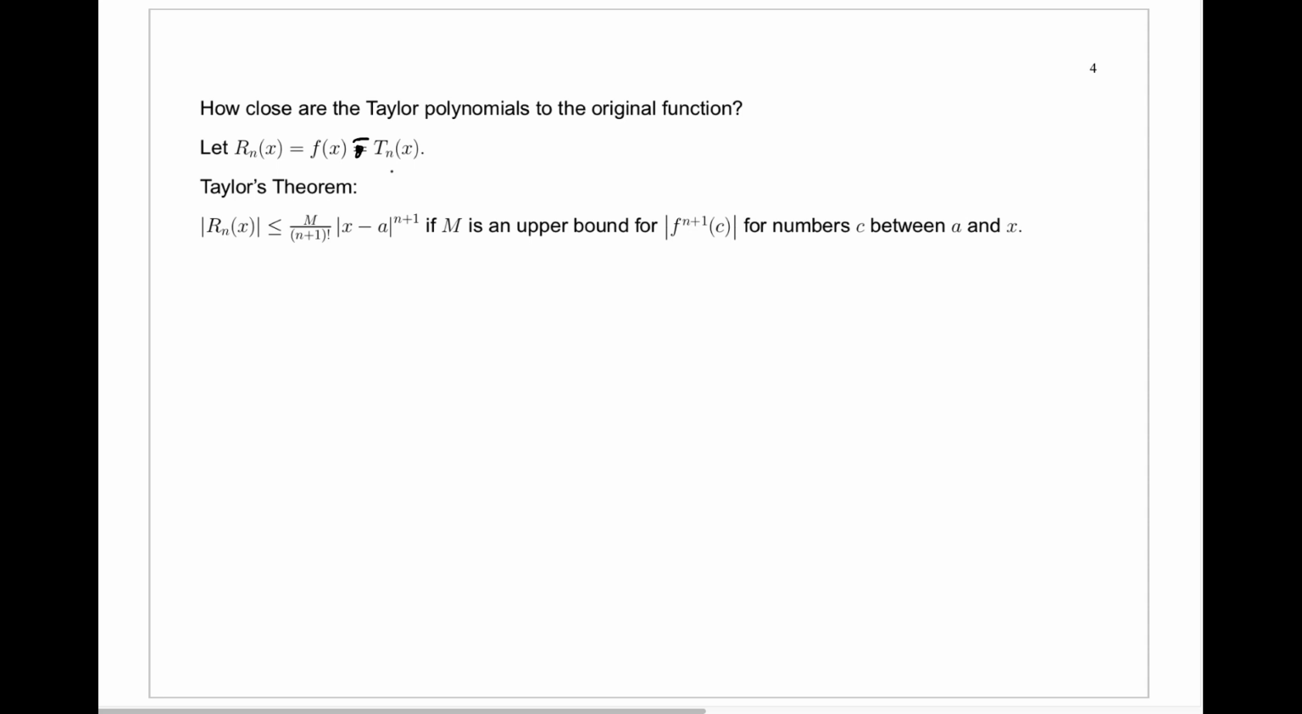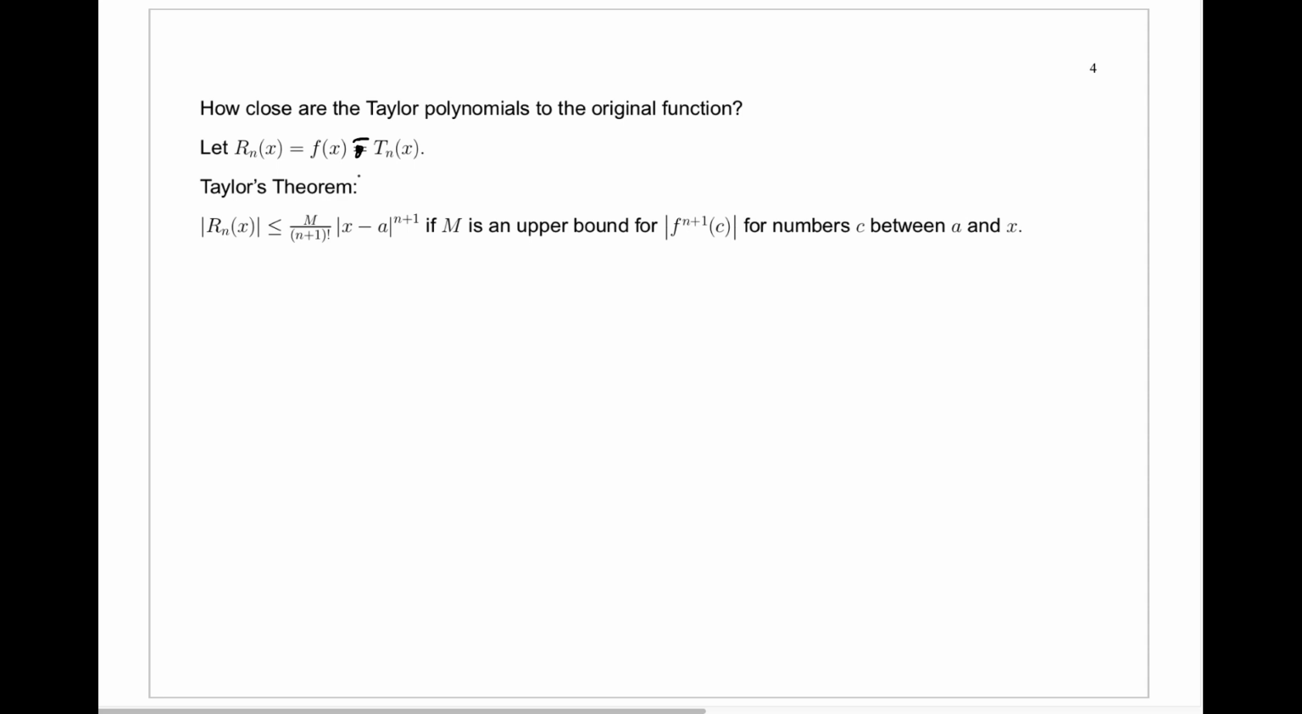If you're going to use the nth degree Taylor polynomial to approximate f, you have to have at least some idea how good an approximation it is. If you don't know how good the approximation is, it's not more useful than just saying 7 all the time as your approximation. So how close is t sub n of x to f of x? In other words, how small is this error or remainder term r sub n of x?